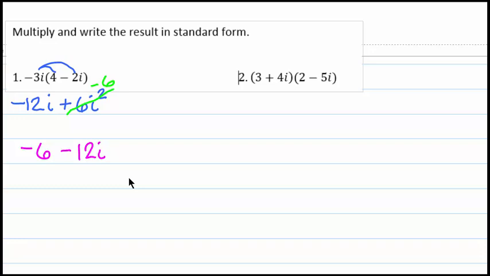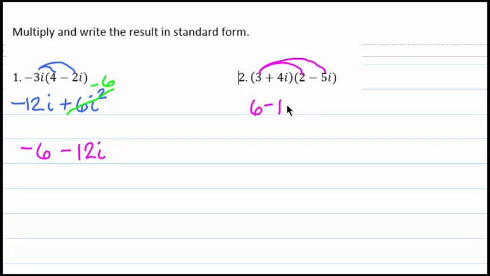It's not about factoring. It's about simplifying and writing the result in standard form. All right, now let's go ahead and look at this other example that we have. So here I have 3 plus 4i times 2 minus 5i. So once again, between the parentheses, what's going on here? Well, it's multiplication. So here I need to distribute.